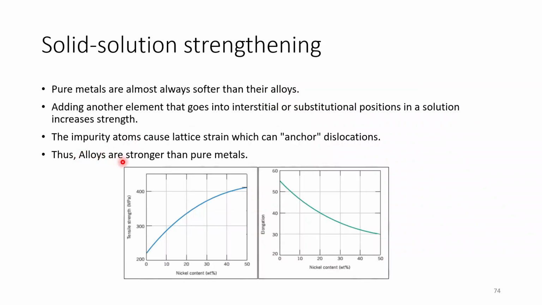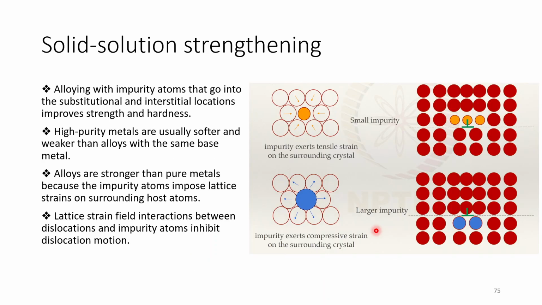So alloys are always stronger than pure metals, and here you can also see that as the nickel content increases in copper, the tensile strength keeps on increasing and ductility keeps on reducing. Next, alloying with impurity atoms that go into substitutional and interstitial locations improves strength and hardness, and high purity metals are usually softer and weaker than alloys with the same base metal.